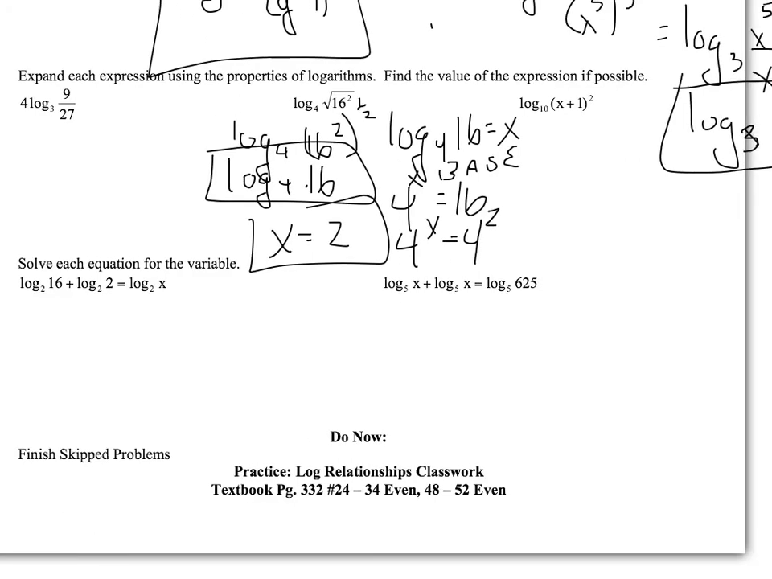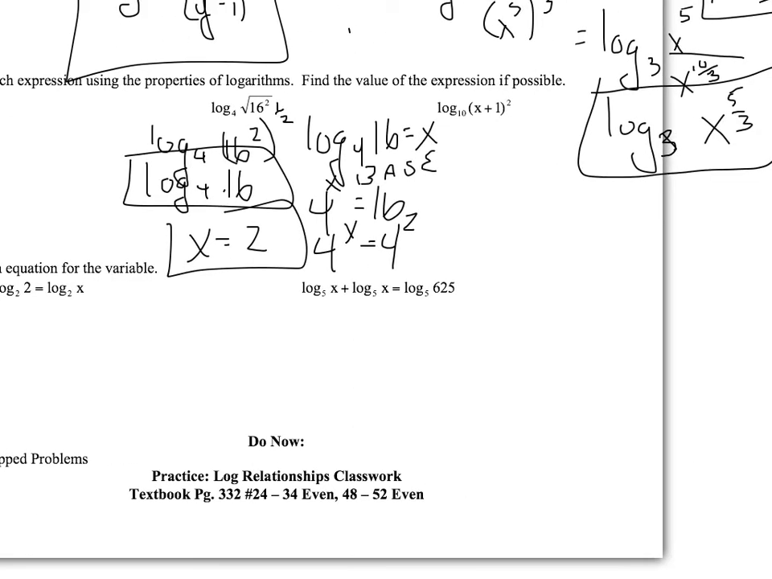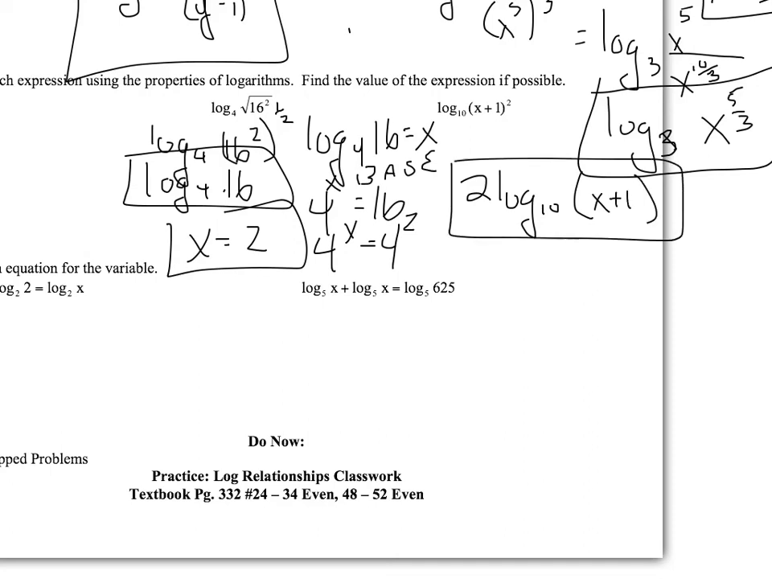Look at the next one on the right-hand side here. The only way I can expand this is the 2 will go in front. So it's going to be 2 log base 10 of x plus 1. There's nothing to solve there because there's a variable in the problem, and that's all there is to that one.